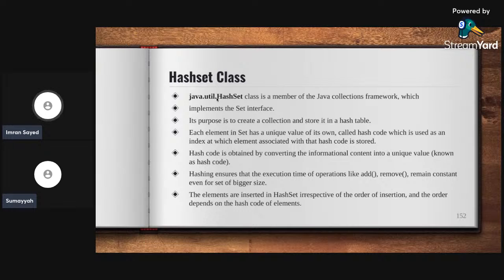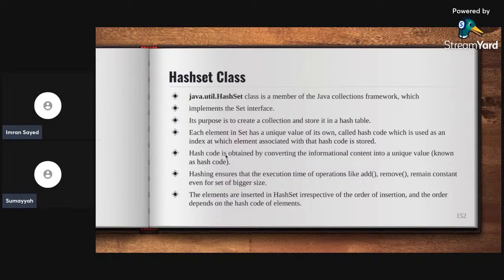So the java.util package has a HashSet class, which is again a member of the Java Collections framework. It implements the Set interface. The job of this is to create a collection and store it in a hash table. Each element in a set has a unique value, and that value is called the hash code. Whatever hash code is created is used as an index, and the element is associated with that hash code.